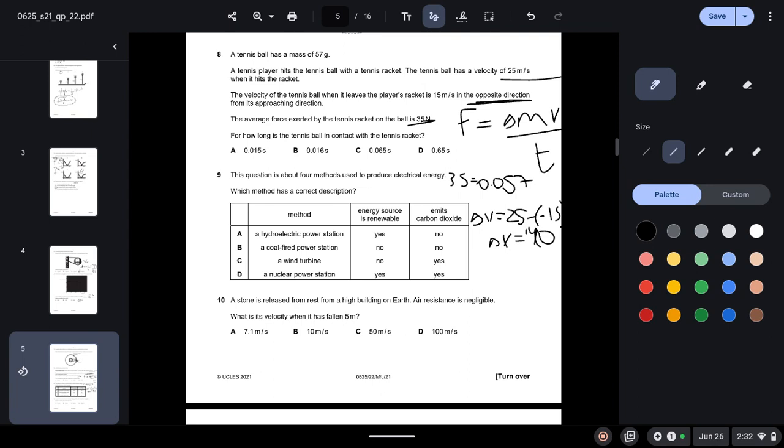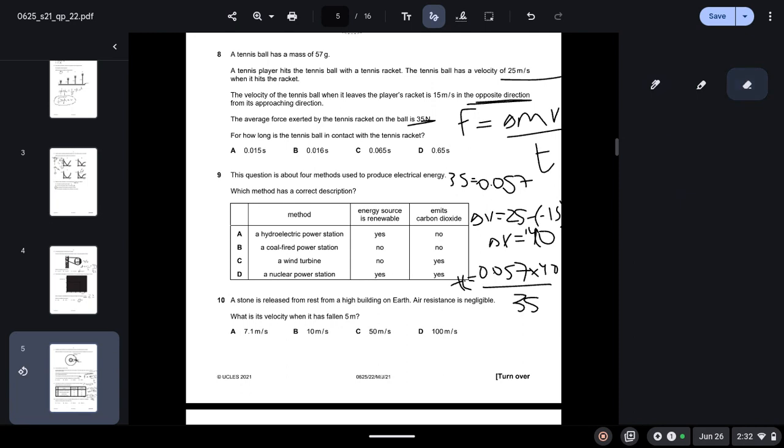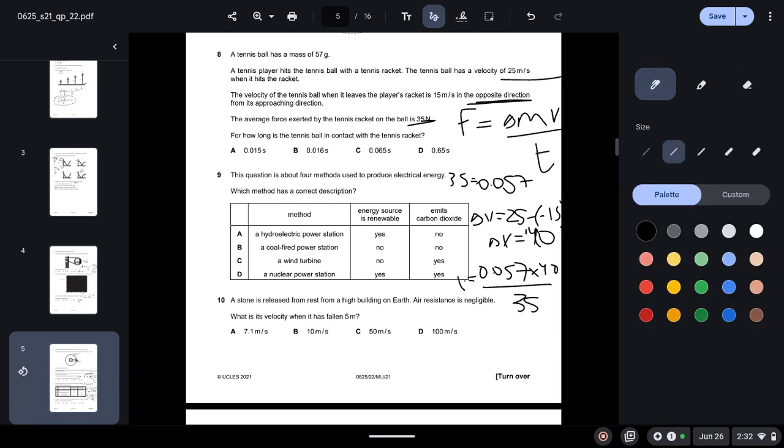So 0.057 times 40 over 35 would give you the time, and just put this in your calculator. Your answer will come out to be 0.065.